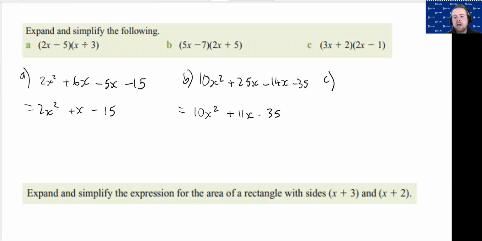So 3x times 2x is 6x squared. 3x times minus 1 is minus 3x. 2 times 2x is 4x, and then 2 times minus 1 is minus 2. So we get 6x squared plus x minus 2 as our final answer.